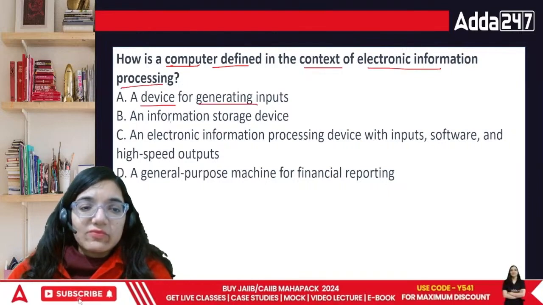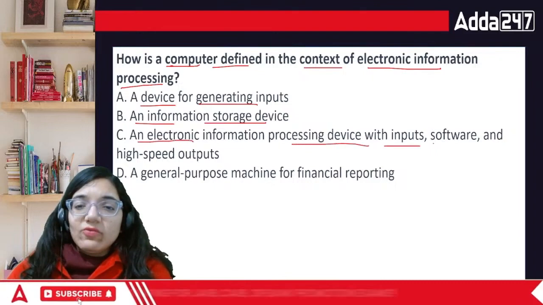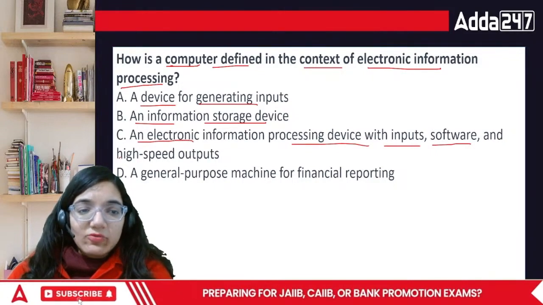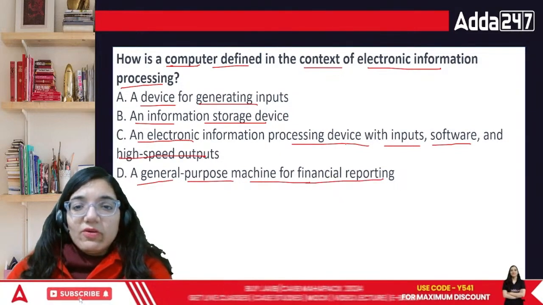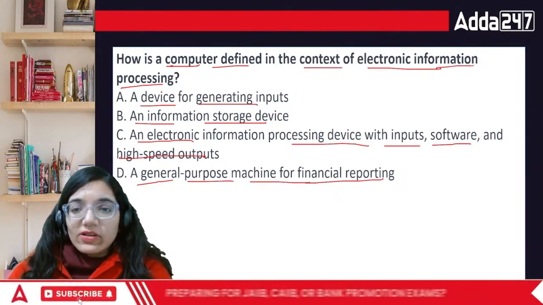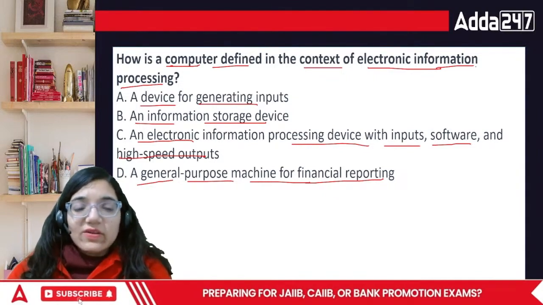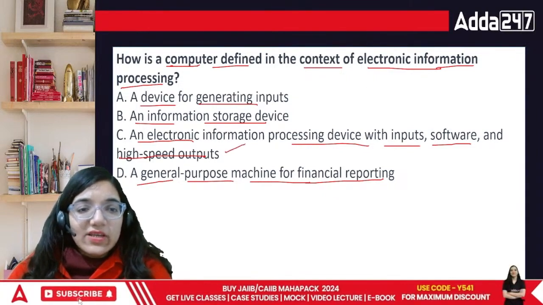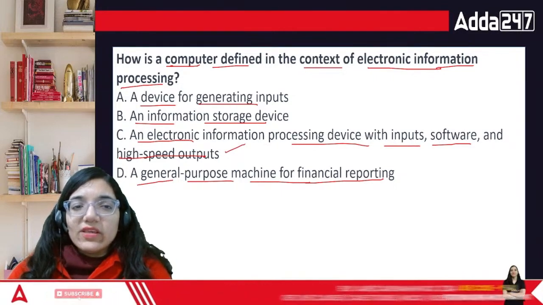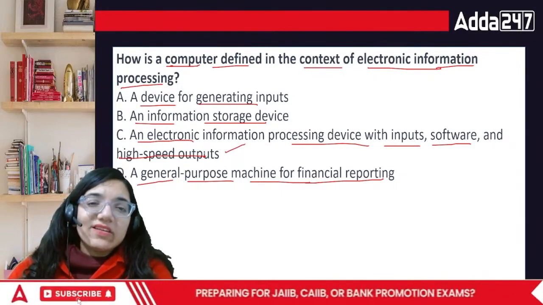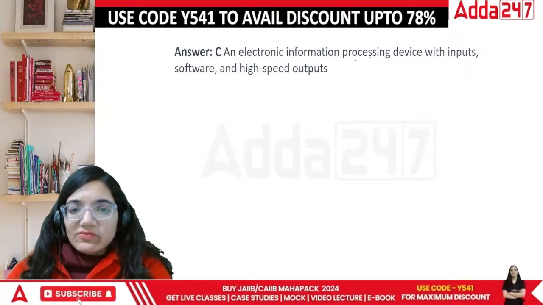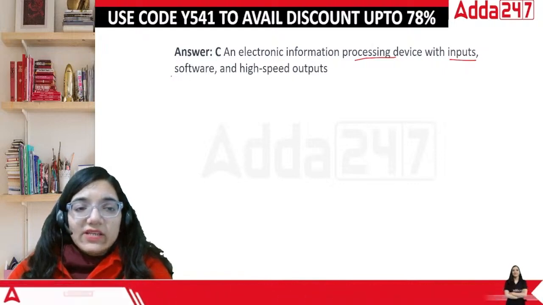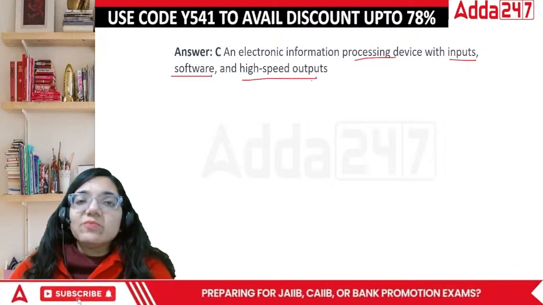Then, okay, how is computer defined in context of electronic information processing? A device for generating inputs, an information storage device, an electronic information processing device with inputs, software, and high-speed outputs, a general purpose machine for financial reporting. When we talk about electronic information processing, it is very important. I think the answer would be C only. An electronic information processing device with inputs, output software. It's basically a system, if we define the computer, it's a device based upon inputs, based upon the softwares as well as the high speed outputs.